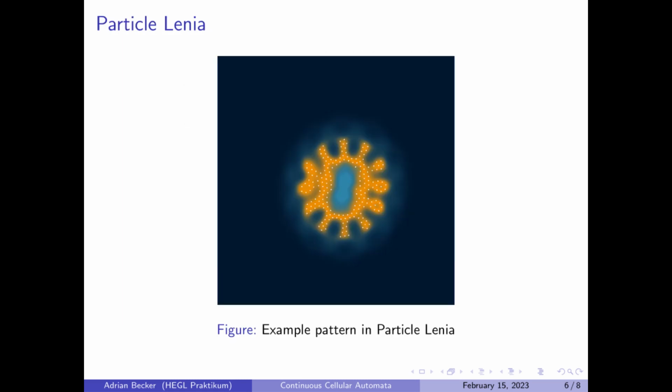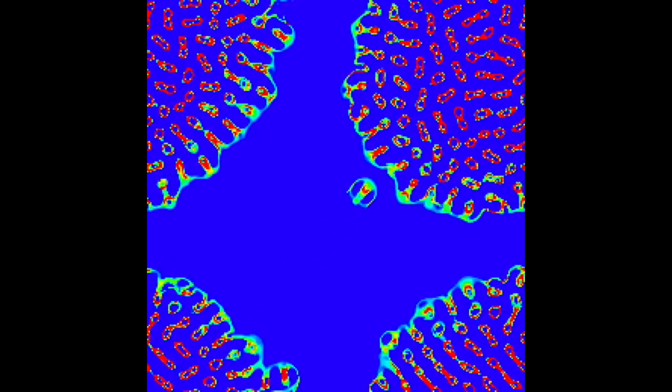I spent the second half of my semester looking at particle Lenia. Why did I look at particle Lenia after Lenia? Because Lenia has one big problem, and that is that we can have patterns that converge towards infinite mass, an example of which you can see right now.